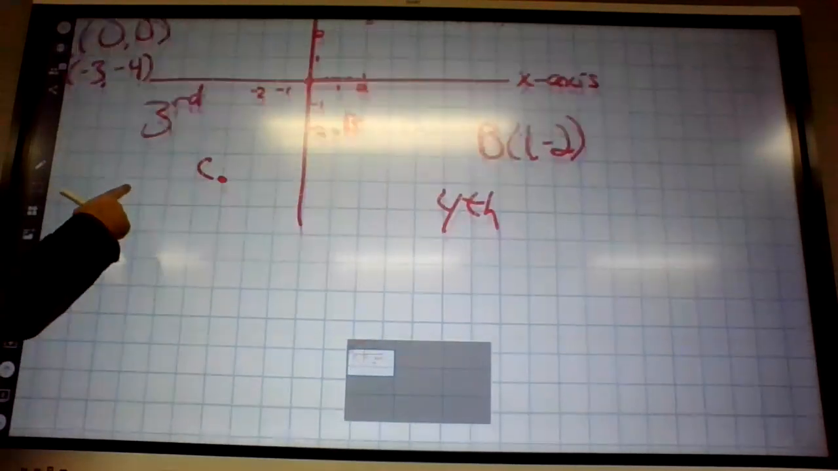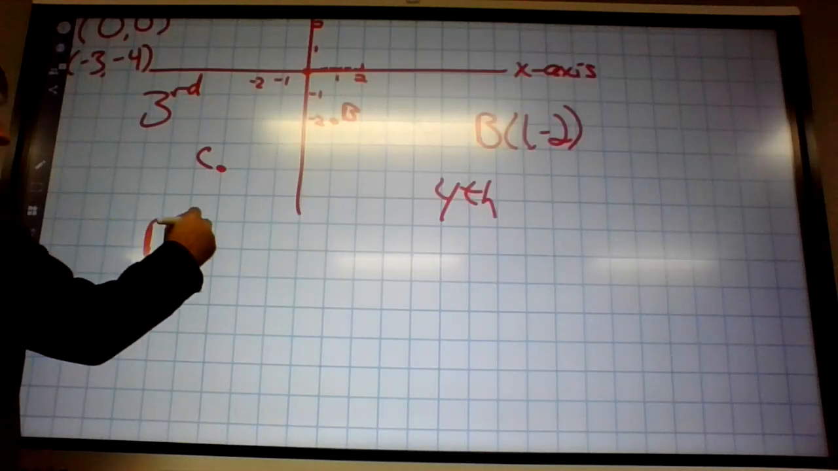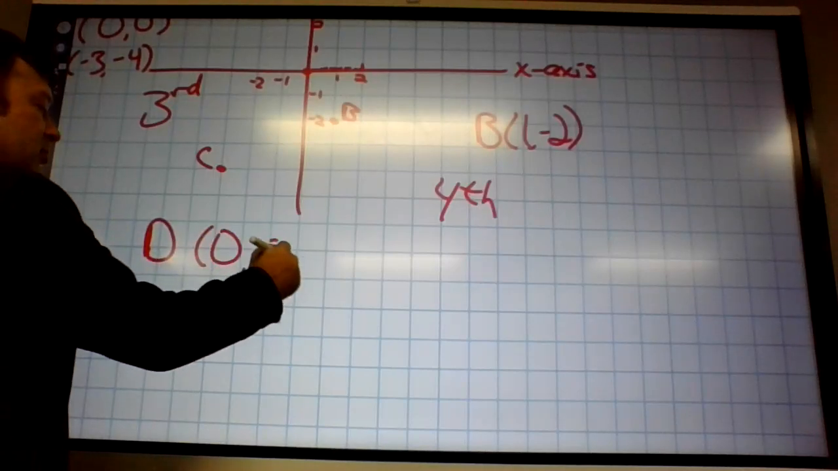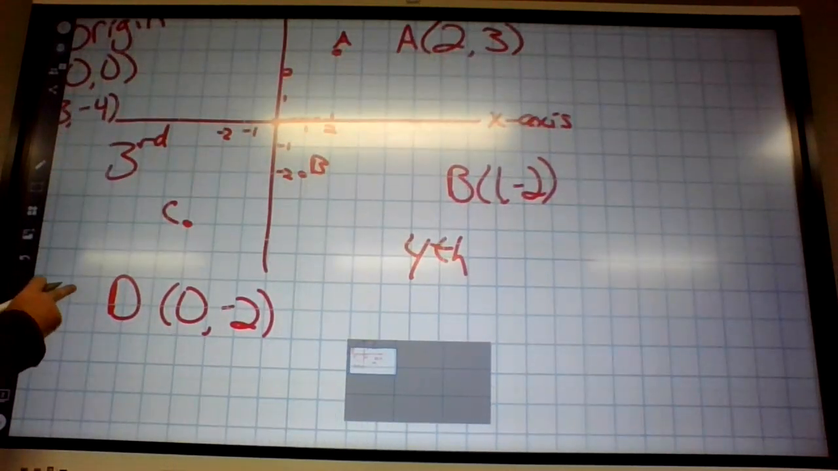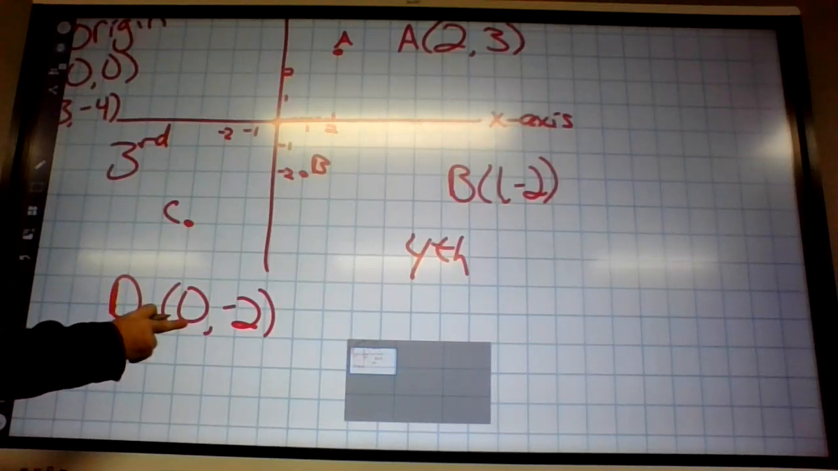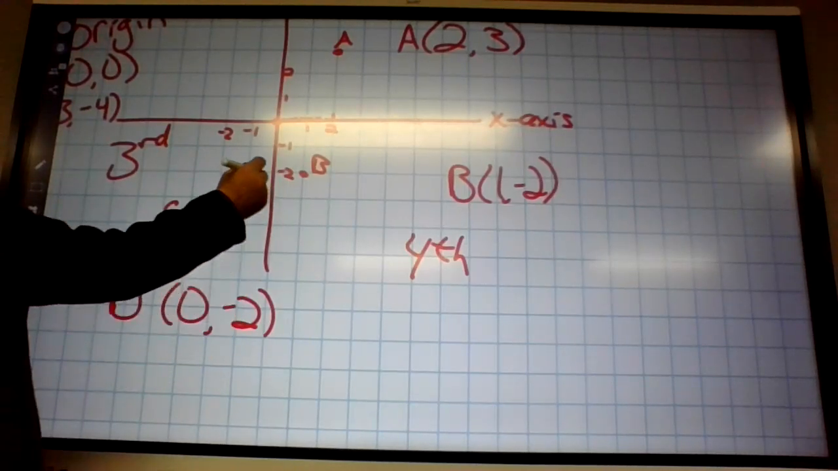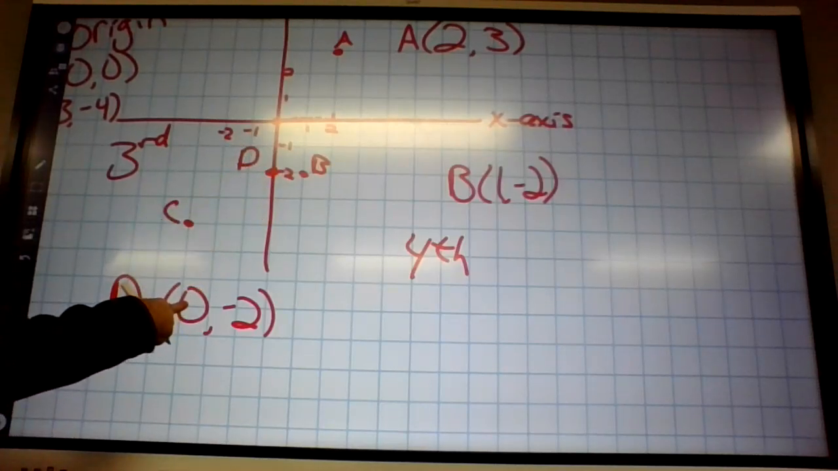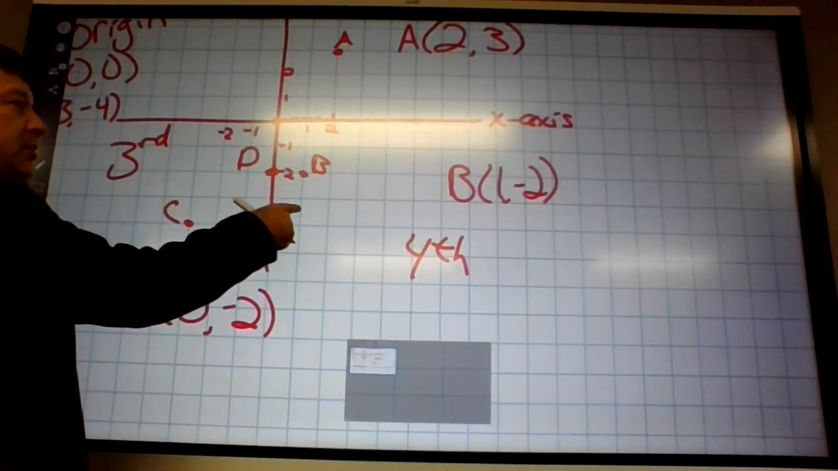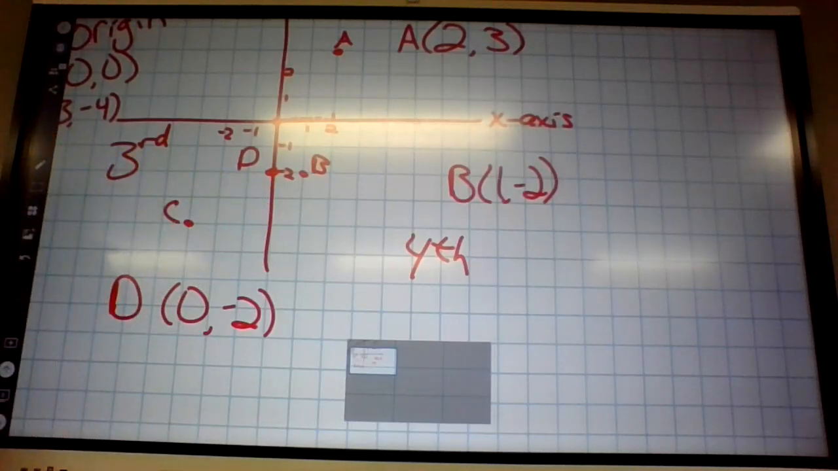Okay, probably the ones that people miss the most are the ones with zeros in them. Where would 0, -2 be? Go right or left 0, and then down 2. So that would be right there. Okay, is D in a quadrant? No, it's on the y-axis, but it is not in a quadrant.